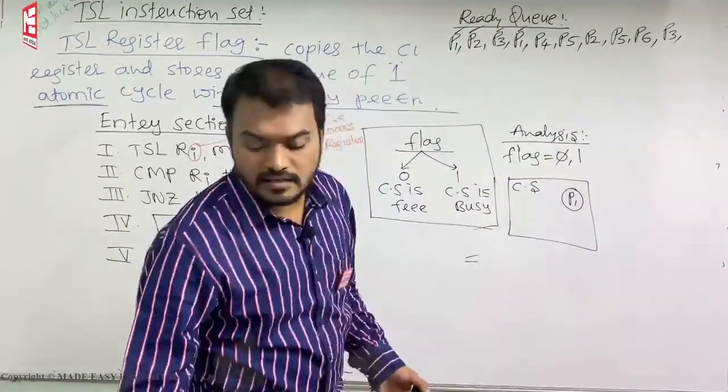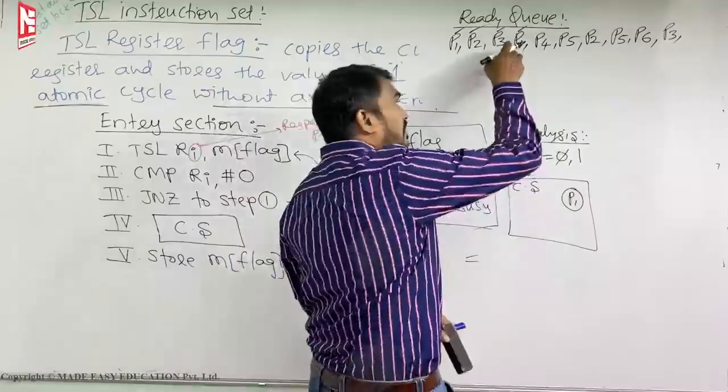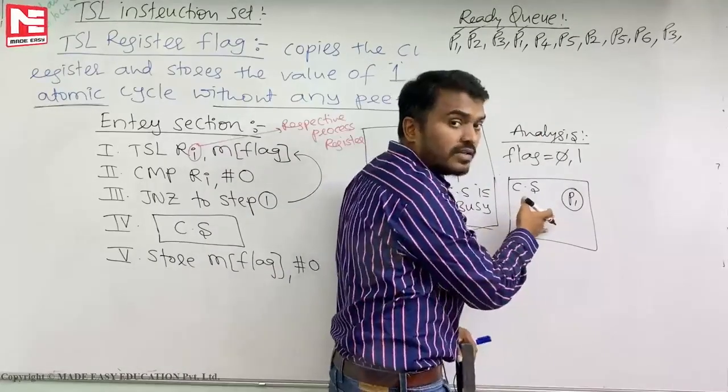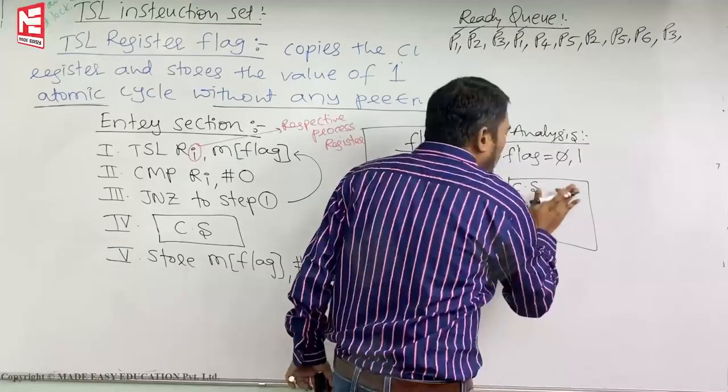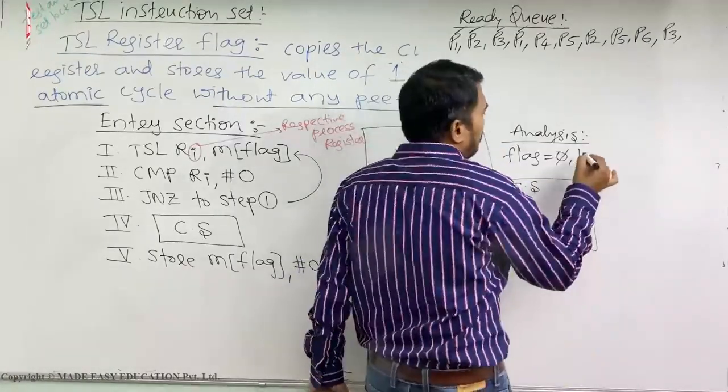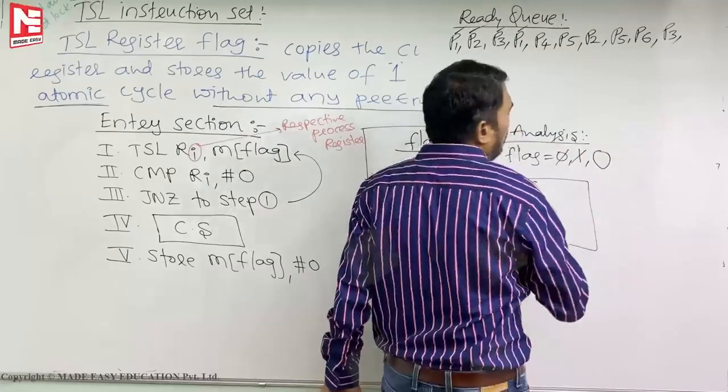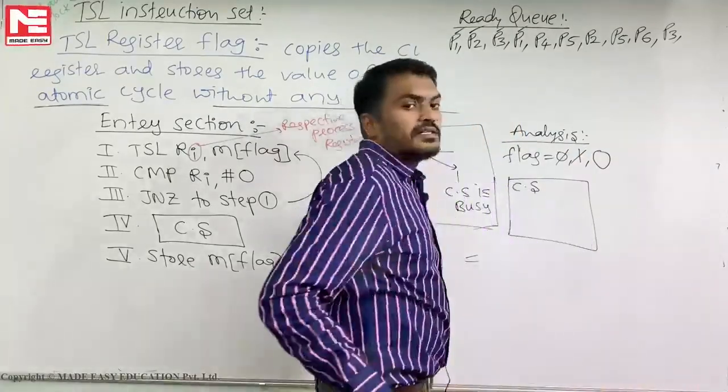Now P1 is there. Listen carefully. Now P1 is scheduled again. So P1 was already executing the critical section. Now it has completed the code in the critical section, and P1 is leaving the critical section. So it is making the flag value 0, and P1 is leaving the critical section.